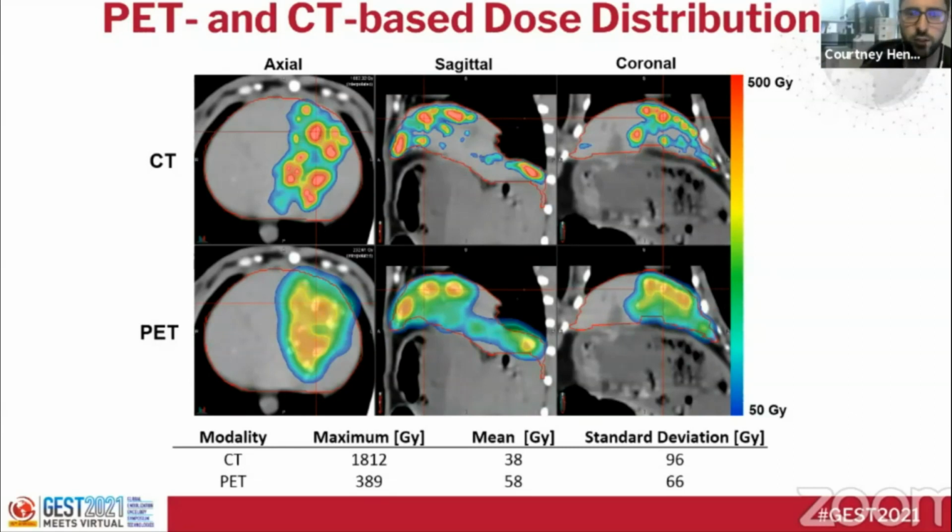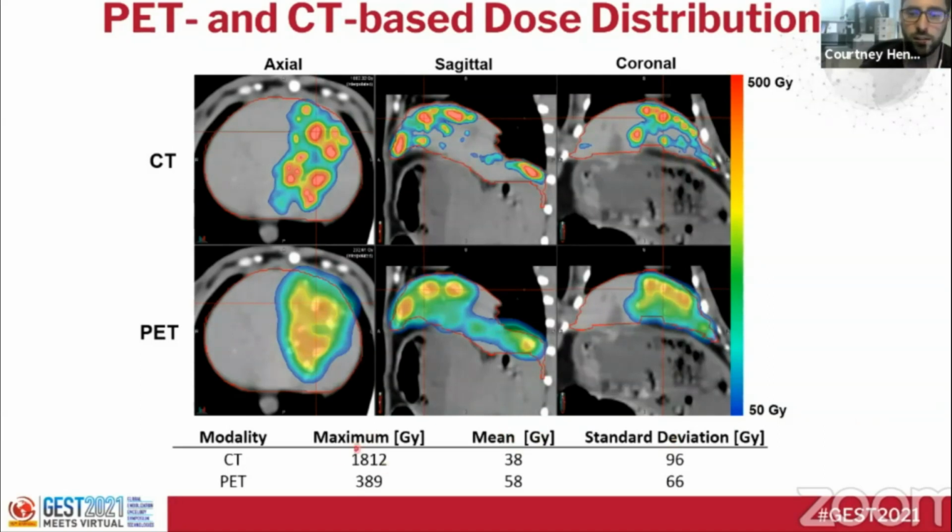At the location of the crosshair in the image, the CT-based dose value is over 1600 gray, while the corresponding PET dose is only 230. In the table below, we report several dose metrics: the maximum, mean, and standard deviation of the dose values within the contoured liver.